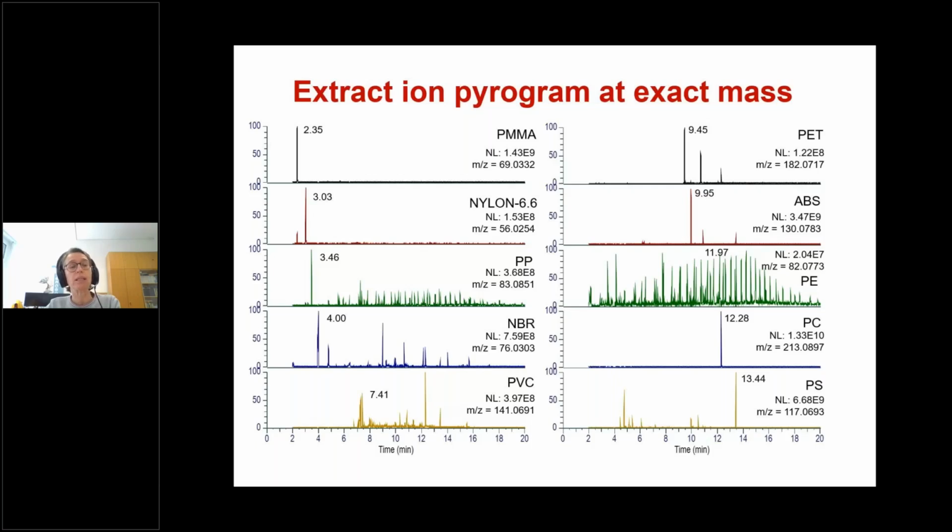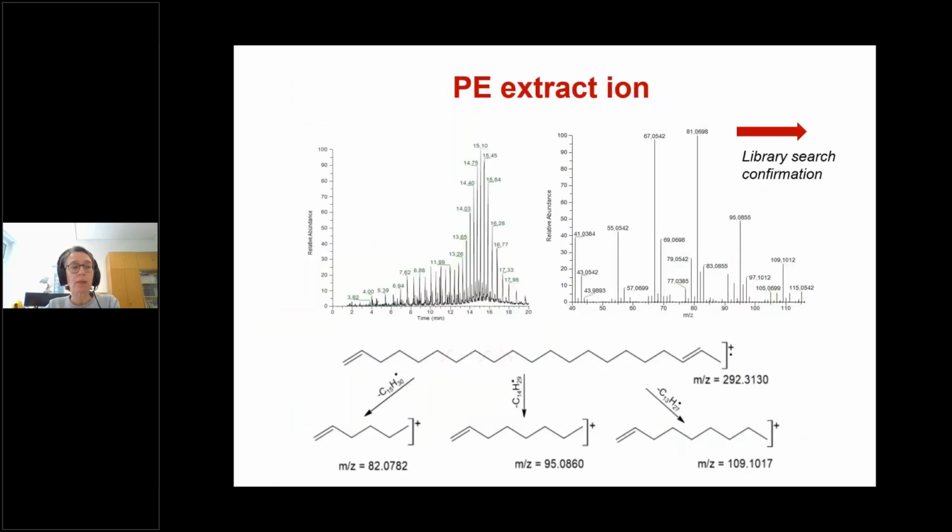Here we see the exact mass with 4 decimals, with an error lower than 5 ppm, which is very good to get the required specificity. Here we have the spectra of the polyethylene, which has been described before. It's challenging to determine this compound, so how do we do it?